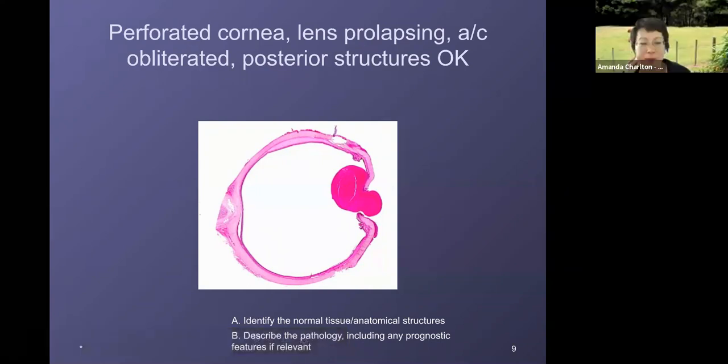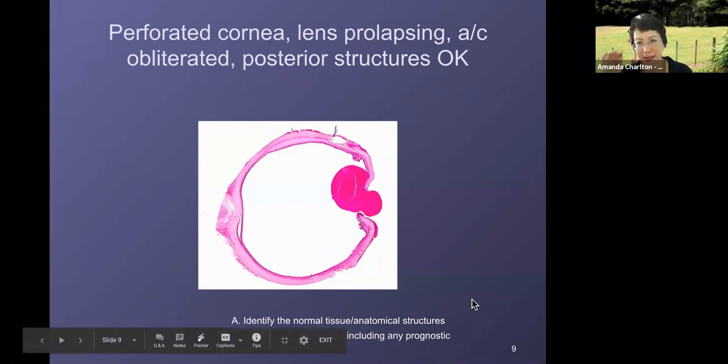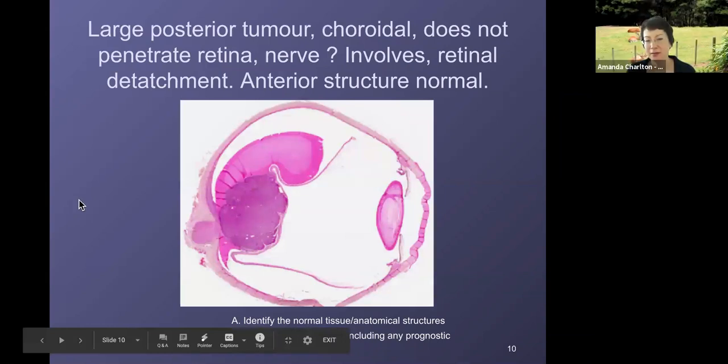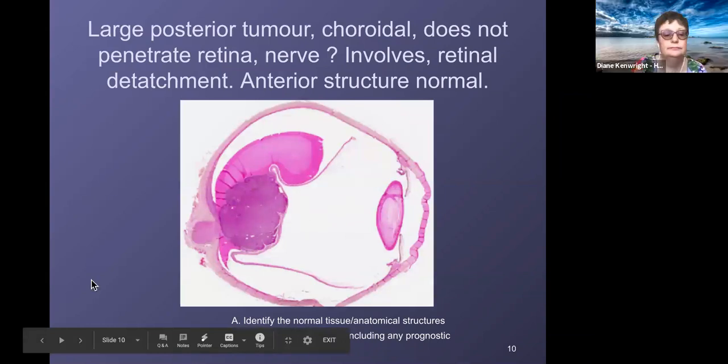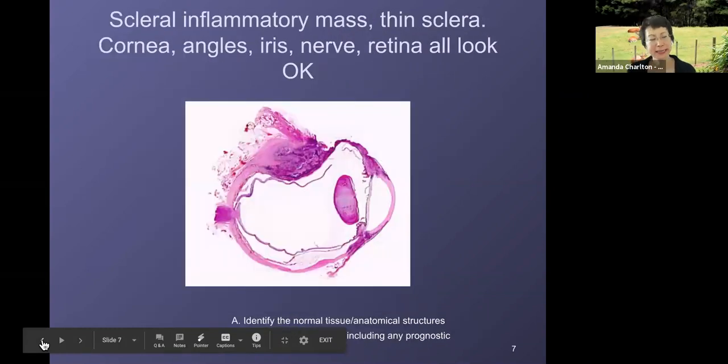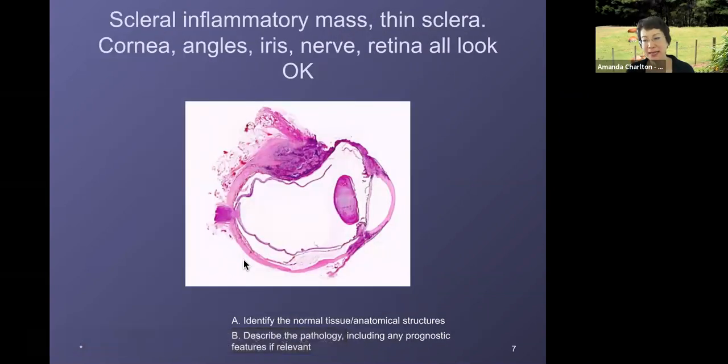Before we move on to getting to high power, while we're still on the low power, Chris has got a question. Maybe go back to that episcleritis. On low power, what's the easy way to tell if this mass is a tumor or not a tumor?